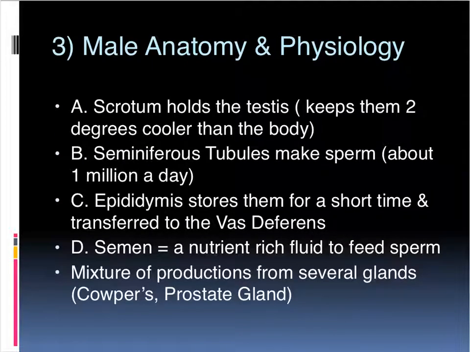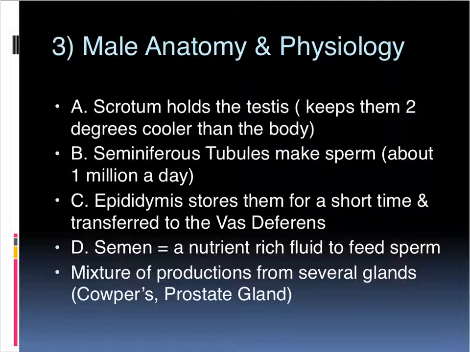Now let's compare the male anatomy and physiology and then the female. In the male anatomy and physiology, we have the scrotum that holds the testes, and it keeps them about 2 degrees cooler than the body. Then we have the seminiferous tubules that make sperm. They make millions a day. It can be as many as 50 million to 500 million daily.